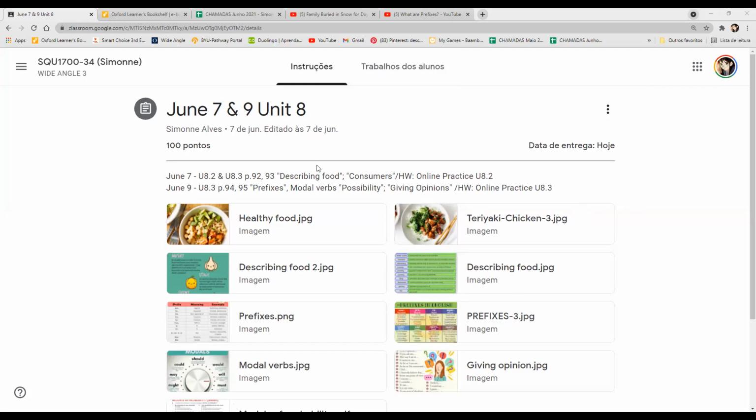Okay, good. So today is June 9th. Time is really flying, my goodness, it flies by really fast. So we are doing unit 8.3 today, pages 94 and 95. We'll talk about prefixes, modal verbs of possibility, and also giving opinions if God permits. All right, let's move on to our book page.